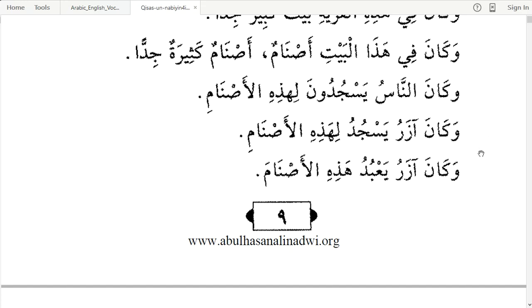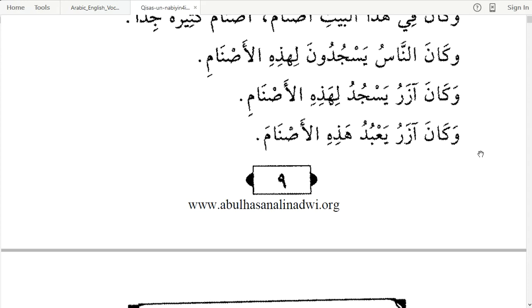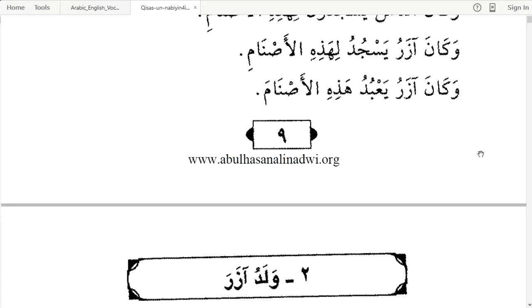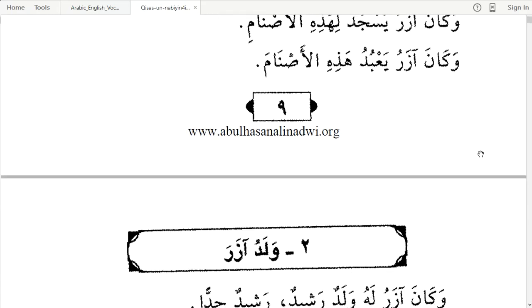وكان آزر يسجد لهذه الأصنام. Azar was prostrating to these idols. So not only were the people of the village or the town prostrating to these idols, but Azar himself, the father of Ibrahim alayhi salam, was also prostrating to these idols. وكان آزر يعبد هذه الأصنام. Azar was worshipping these idols. This means basically that they were doing shirk, and they were associating partners with Allah subhanahu wa ta'ala.